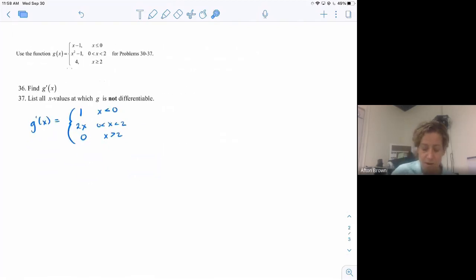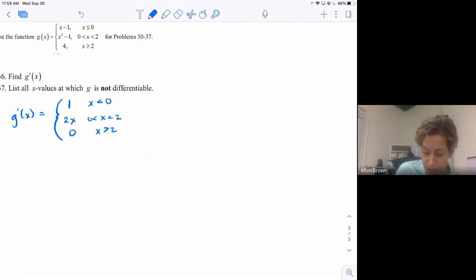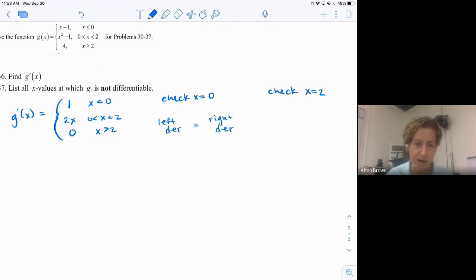Okay. In order for the derivative to exist, there are two places I have to check: at x equals 0, because I don't know if I should have an equal to bar, and at x equals 2. One way to do this would be to check to see if the derivative from the left equals the derivative from the right. So basically, I'm checking the left derivative, and I need to know, does that equal the right derivative? Does the slope from the left equal the slope from the right?